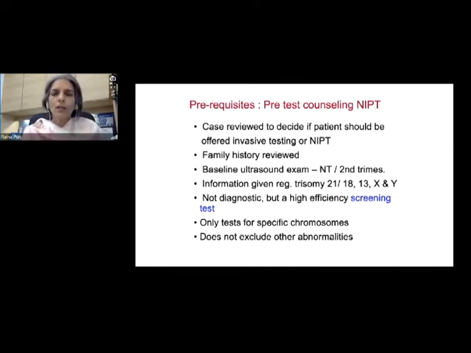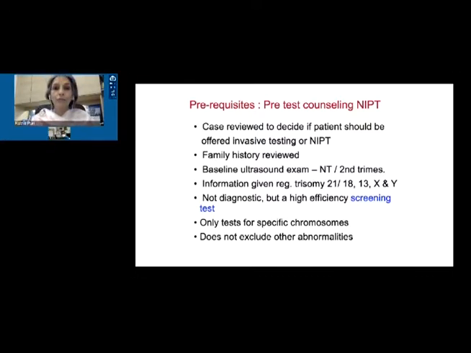So the prerequisites for NIPT are good pre-test counseling. And what does that entail? You have to see the case and review to decide if the patient should be offered invasive testing or NIPT. You need to take the detailed family history for evaluation. A baseline ultrasound examination either in the first trimester or the second trimester whenever the lady presents to you is imperative. You need to tell the family that the NIPT is only going to give us information of 5 chromosomes, and that also related to abnormalities of number. It does not touch upon abnormalities of structure at all.